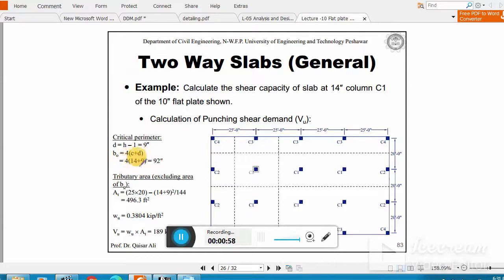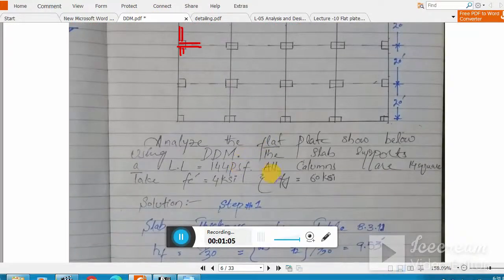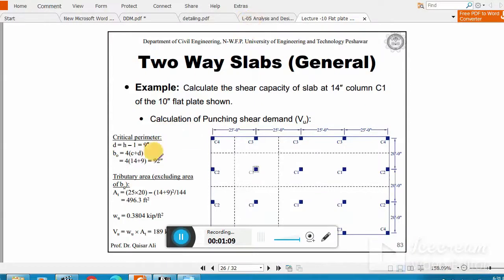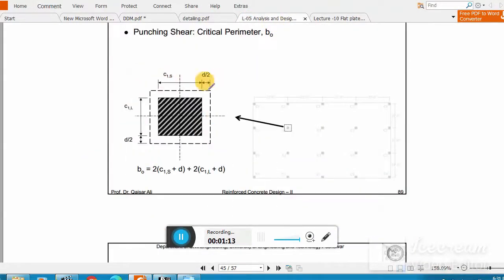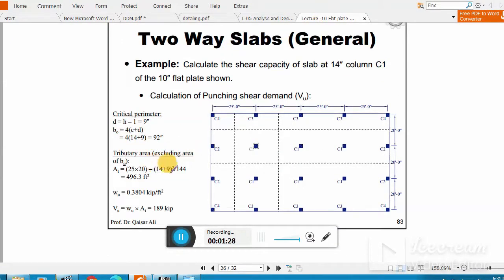B0 you already know. For a square column, as in this example basically you see we have a 14 inch square column. So when you have a square column, your B0 is just equal to, as you see here, this formula which is the general formula for both rectangular and square columns, but here your C1 and C2 both are the same, that is 14 inch. So just put the value here, you get your B0 value.